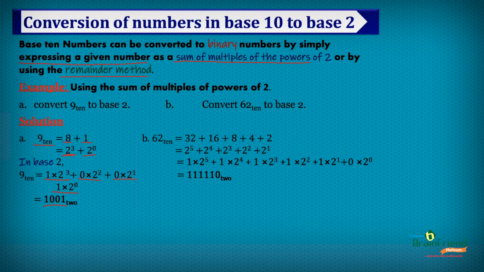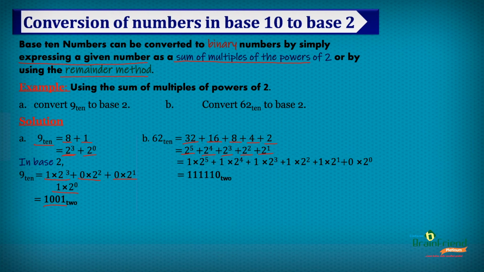Now, to the second example, we can express the number 62 in multiples of 2 as 32, 16, 8, 4, and 2. Now, 32 in base 10 can as well be written as 2 raised to power 5, and 16 as 2 raised to power 4, and 8 as 2 raised to power 3, 4 as 2 raised to power 2, and 2 as 2 raised to power 1.